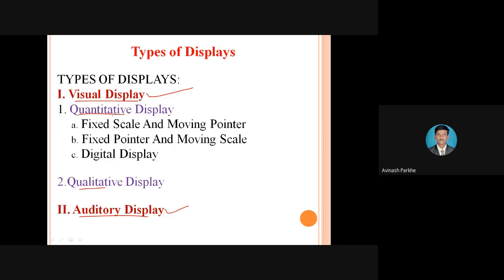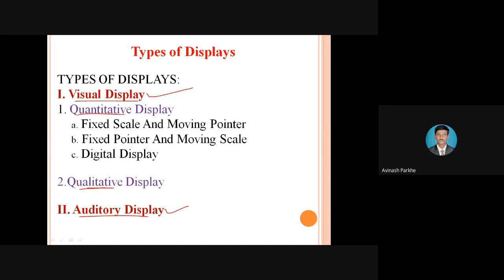That means the output you will get in the form of quantity. Similarly, if I have to measure the pressure or the flow rate, that pressure will be obtained in the form of quantity, and that flow rate will be obtained in the form of quantity. Such displays are called quantitative displays, in which you get output in the form of quantity. And the second subtype is called a qualitative display.